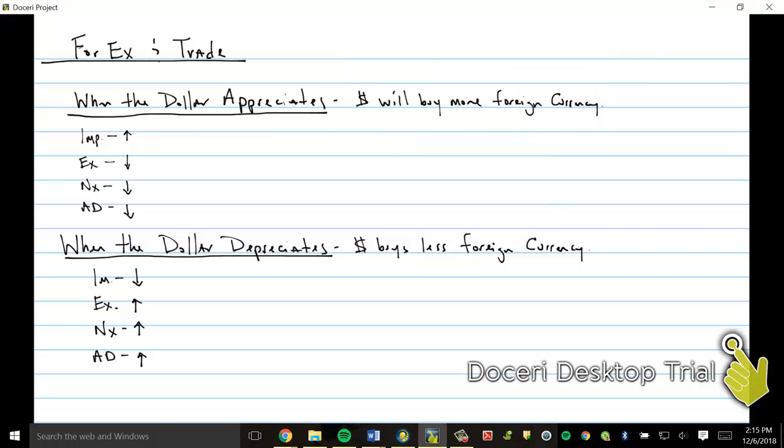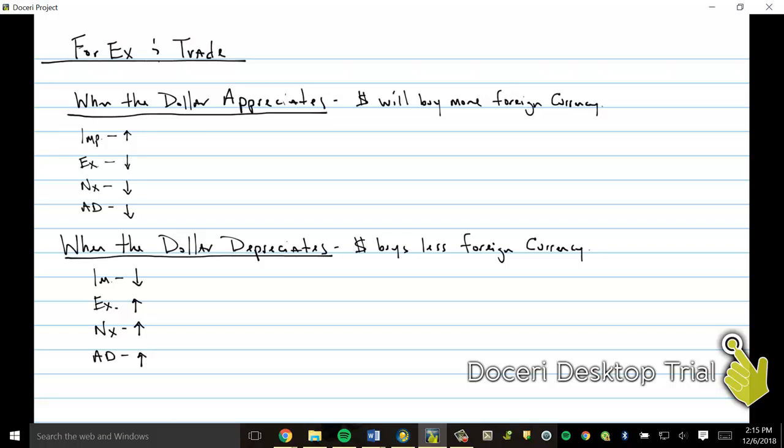All right. In today's notes, we're going to talk about how the foreign exchange market can influence trade between two countries. So I think it's important to know that we're talking about the dollar in both of these examples, but this really holds true for any currency that either appreciates or depreciates.